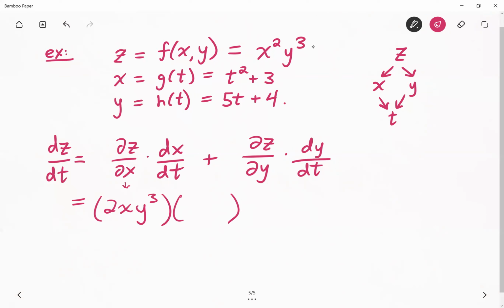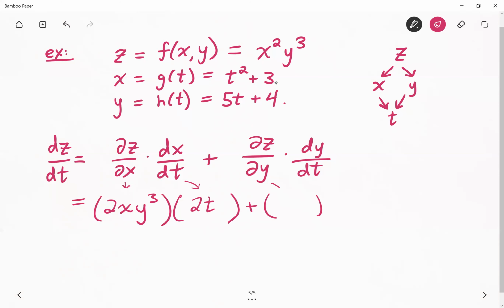The next term, dx dt, we're finding the derivative of t squared plus 3. This is just a single variable problem. We could write that as 2 times t. So that's our next derivative.